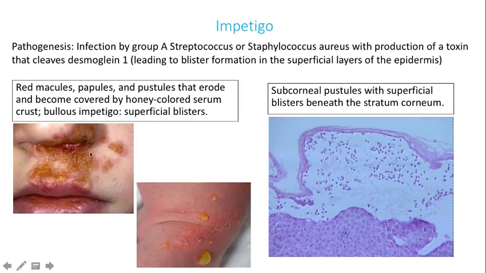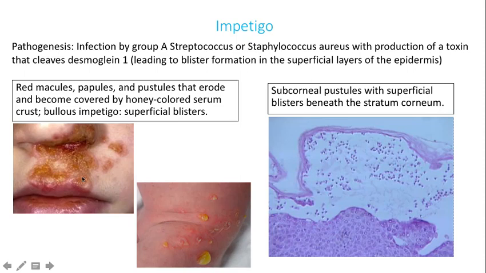Clinically, impetigo can either manifest itself as red macules and papules and pustules, which then erode and get covered with this honey-colored serum crust. This honey-colored crust is considered very characteristic for impetigo, and it's just a collection of serum and neutrophils. The other manifestation of impetigo is bullous impetigo, which used to be associated more with Staph aureus. Now, both forms of impetigo are more commonly associated with Staph than Group A strep. But anyway, bullous impetigo presents with fluid-filled superficial blisters.